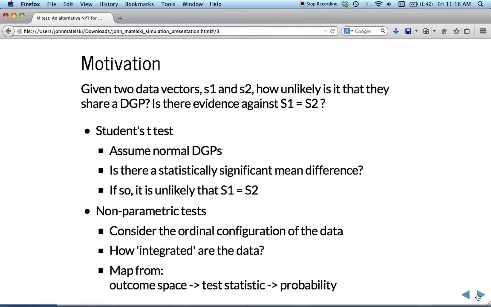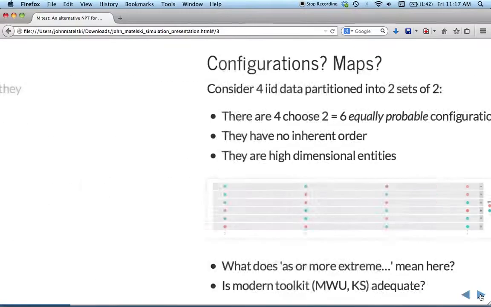The non-parametric tests take a bit of a different approach. They consider the ordinal configuration of the data, how the data rank on a number line, and then ask questions about how integrated the data are. Like, if there's no overlap in the data, they probably don't come from the same process, and if there's a lot of overlap, there's a good chance that they do. So the idea is to map from the outcome space to a test statistic, and then on to a probability so that we can make inferences.